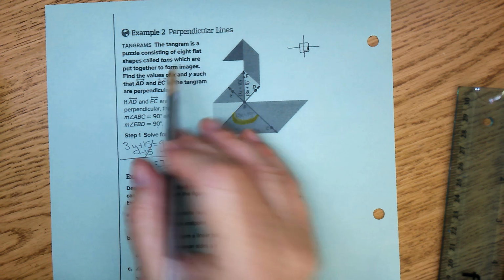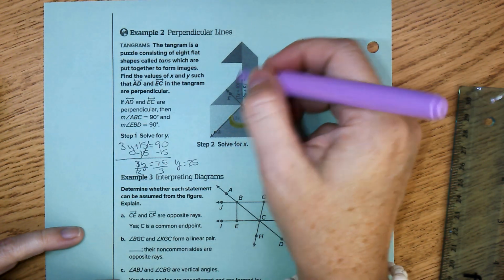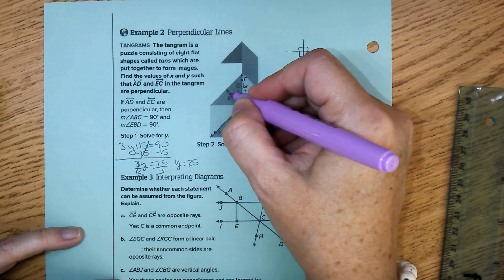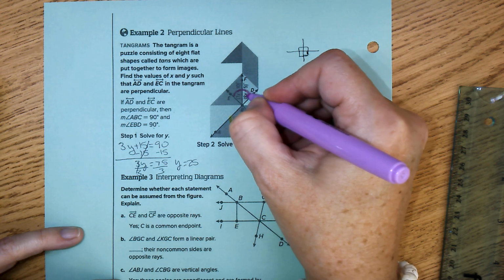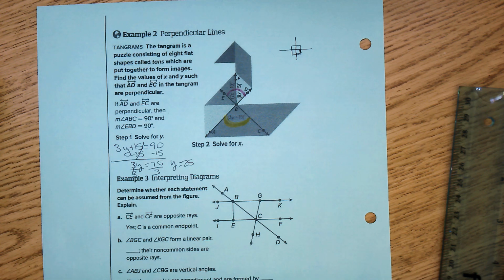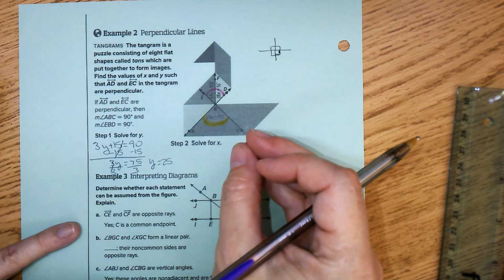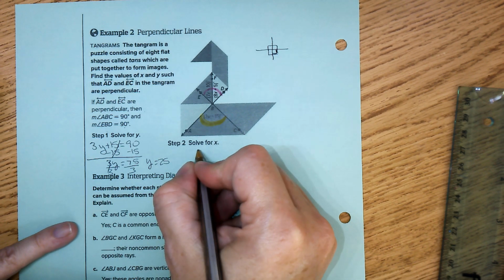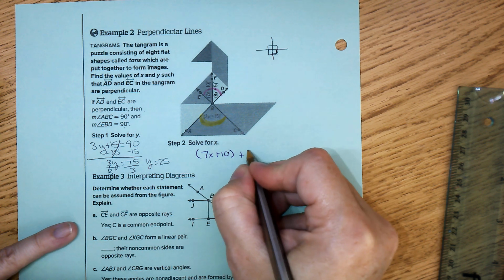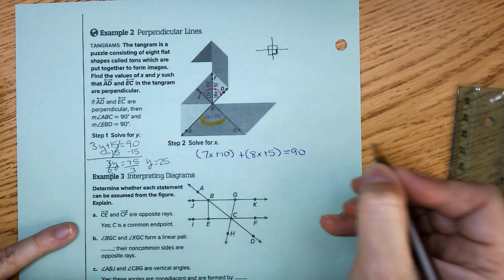Now we've got to find x. We are looking for x, and we know EBD is 90 degrees. So we know these two angles added together equal 90 degrees. We're going to have to set up a slightly larger equation, because we're going to take these two parts, add them together, and set them equal to 90. So you've got your 7x plus 10 plus the other angle, which is 8x plus 5. Together, those make 90 degrees.